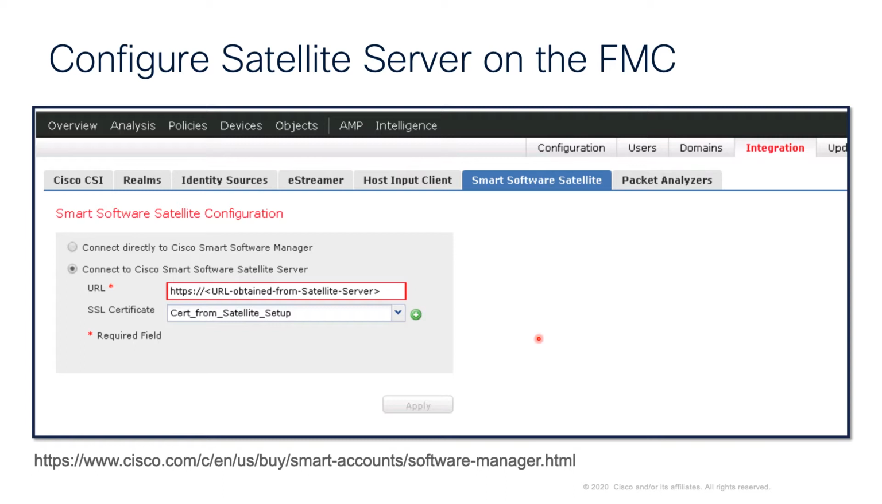In terms of configuring the satellite server within the Firepower Management Center, first off, what you'll do is click on your integration options here and then select Smart Software Satellite. From here, you'll then be able to choose to use the actual Smart Software Satellite server. You'll enter the URL that you'll receive from your installation of the satellite server itself and the certificate as well, again, that you'll have received from that setup.